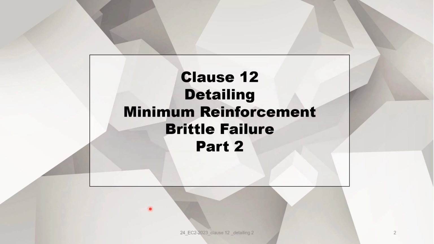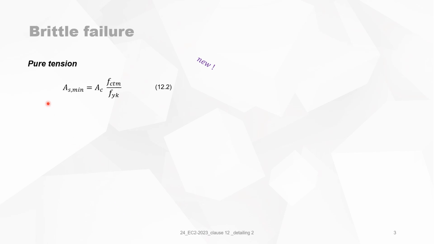This video will deal with clause 12, detailing minimum reinforcement and brittle failure, and it's part 2. For pure tension, formula 12.2 is given. This is new because in the 2004 version of Eurocode 2, there was no specific formula for brittle failure in pure tension.